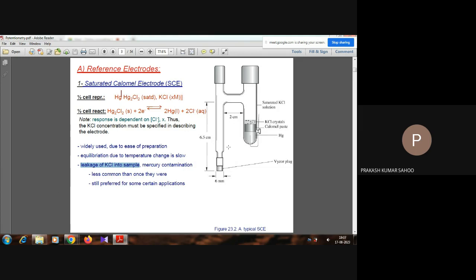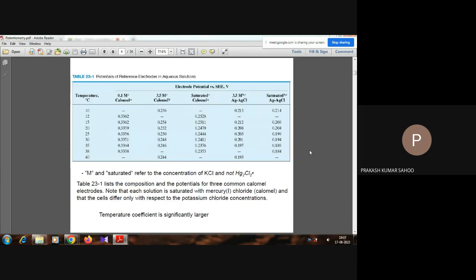This is the mercury electrode, or calomel electrode, where a saturated KCl solution is here. This is the KCl crystal. The calomel paste means this is the mercury. So this is the mercury, and this is the electrode which is coupled with our indicator electrode.